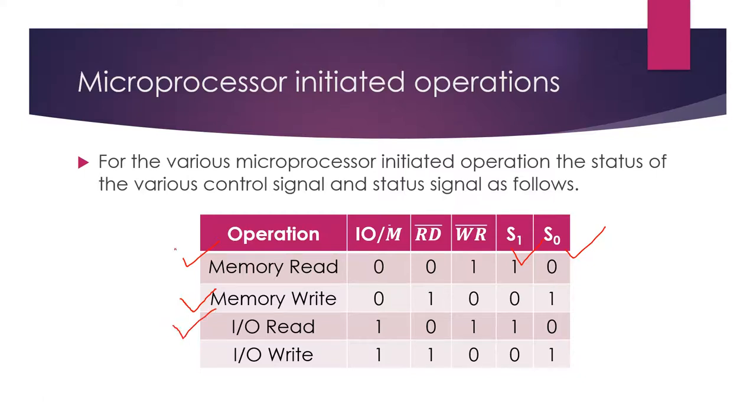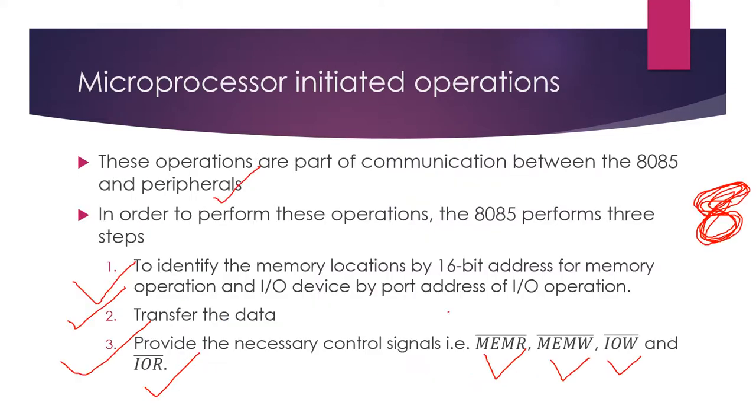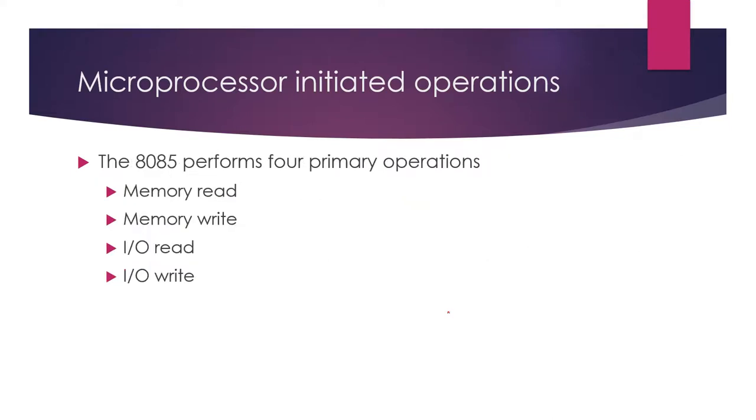Likewise for the IO read operation, the microprocessor is communicating with the input output device, so the IO/M bar pin goes high, read bar goes low, write bar goes high, S1 goes high, and S0 goes low. For the IO write operation, IO/M bar goes high, read bar goes high, write bar goes low, S1 goes low, and S0 goes high. So these are the four primary operations: memory read, memory write, input output read, and input output write.